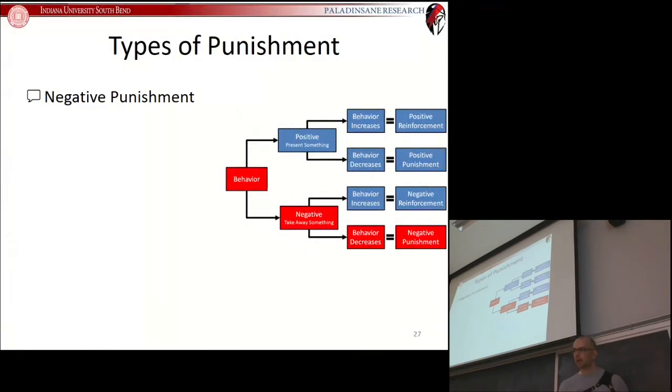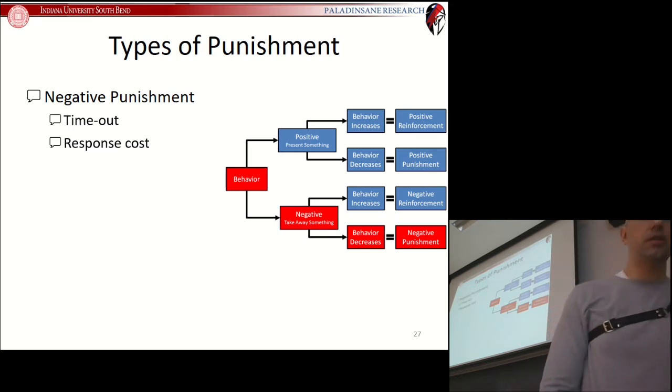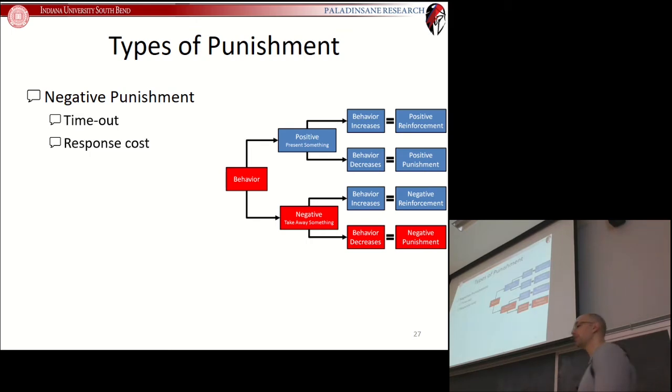All right, so negative punishment, as we mentioned, there are 2 major forms of negative punishment. The first one is known as timeout, and the second one is known as response cost. So both of these fall under the terms of negative punishment. So let's take a look at each of those in turn. In both cases, a target behavior occurs, something is taken away, that target behavior goes down. The difference between them depends upon what is taken away.